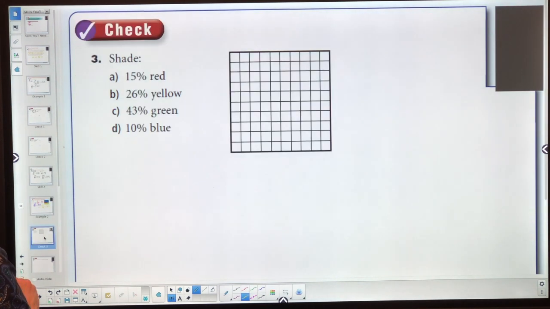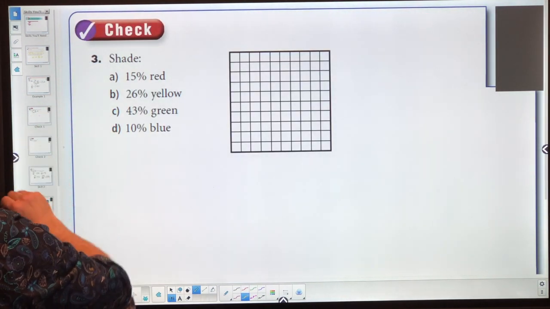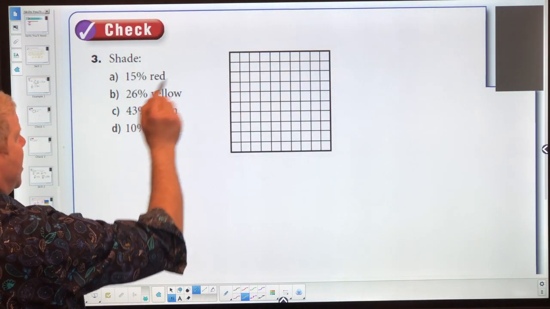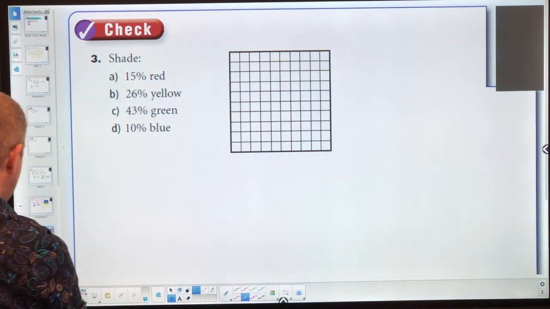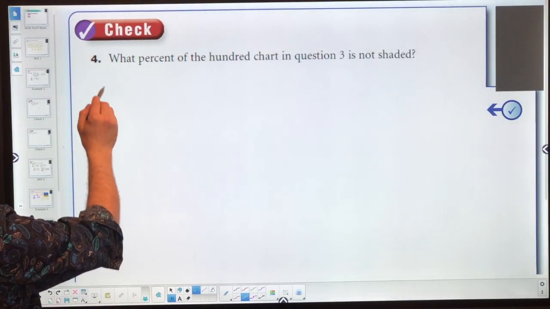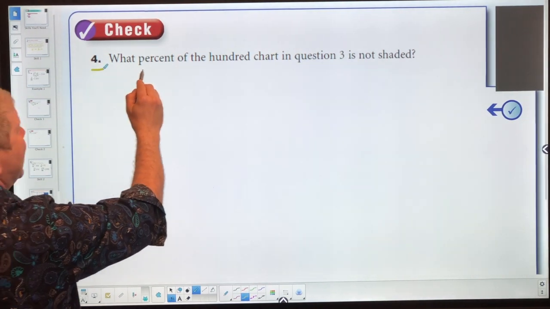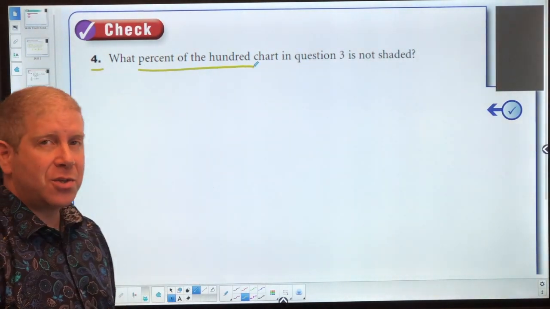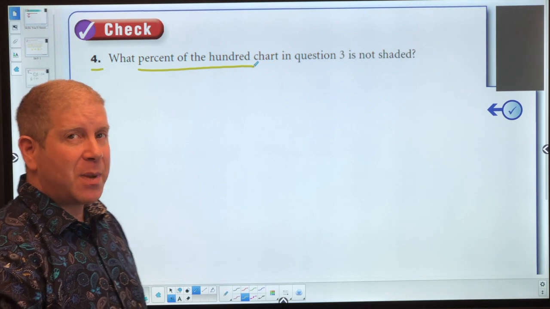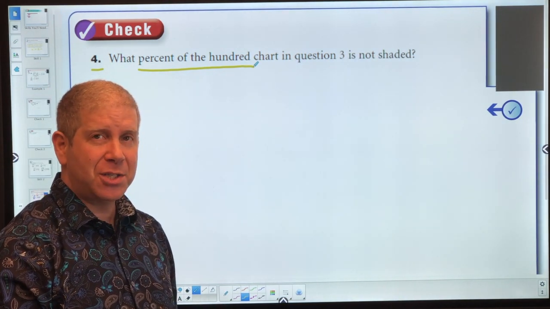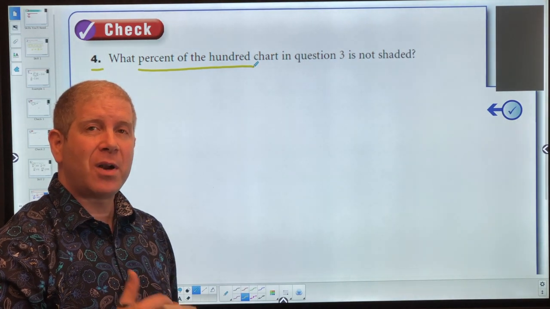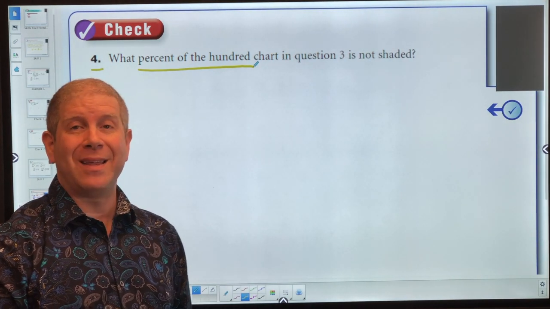There are two questions here, I believe. Question number 3, where you'll shade 15% red, 26% yellow, 43% green, 10% blue. And then there's one more question here, 4, which is asking you which percent is not shaded. So that's been an introduction to looking at percents, decimals, and fractions, giving you the skills you need to move on to section 8.1, which will be in the next video.